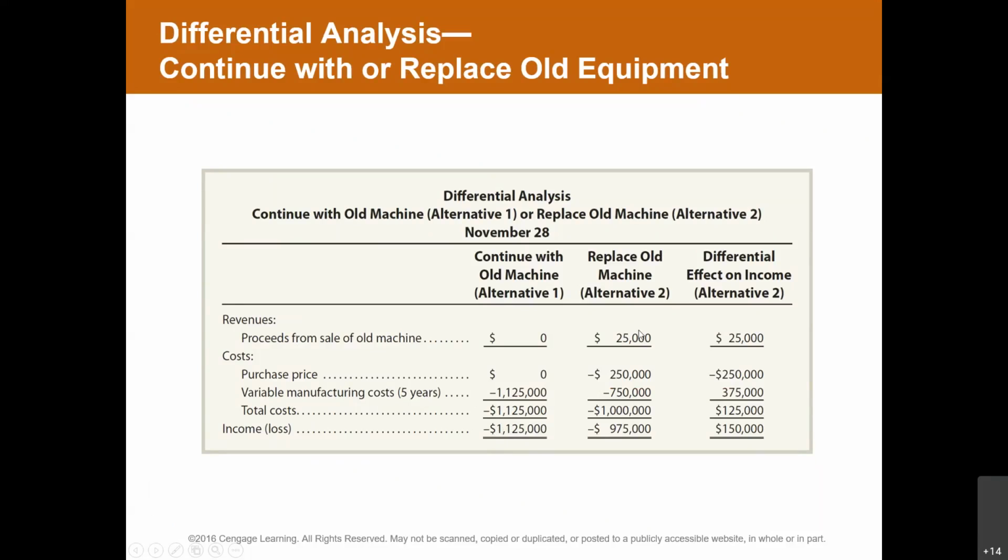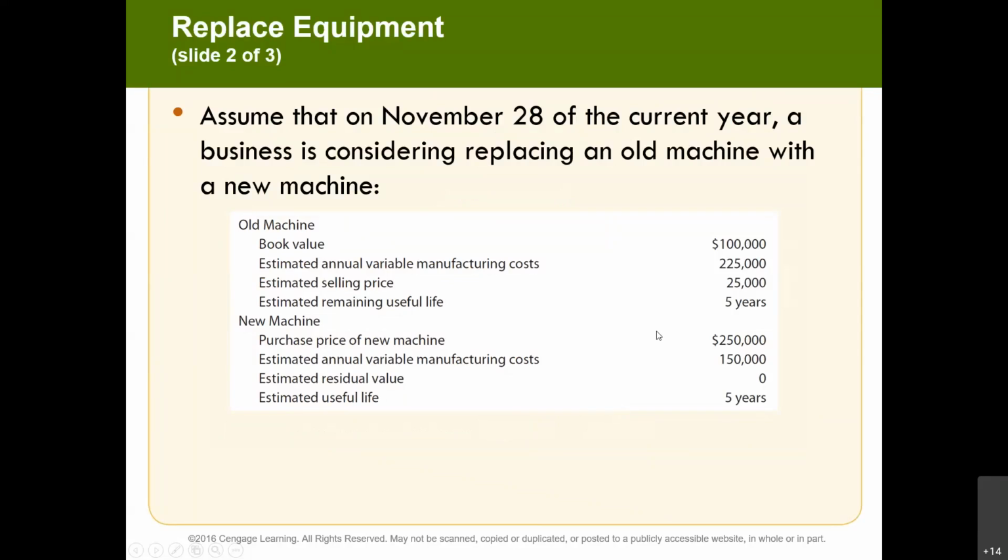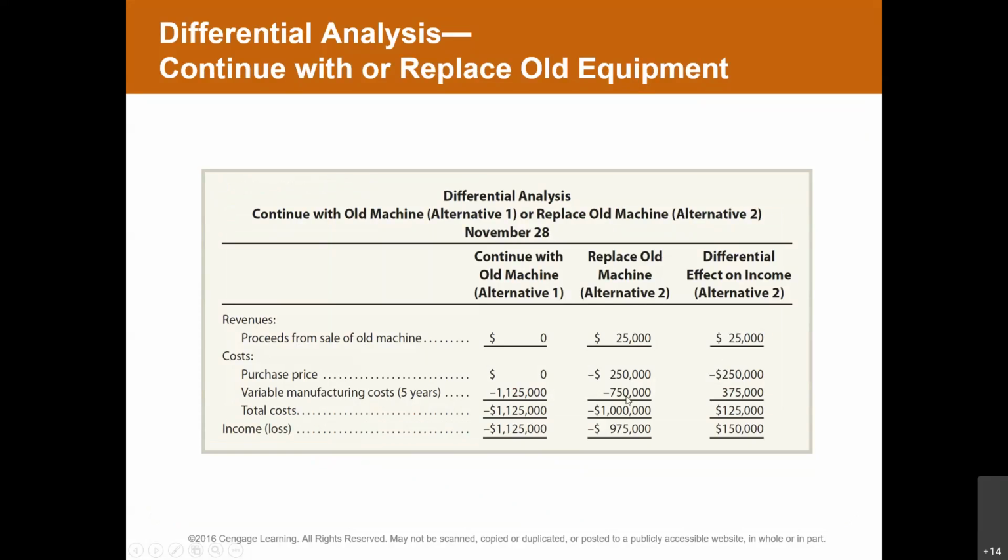If I replace it, I can sell the old one for $25,000. My purchase price will be $250,000. Variable manufacturing will be $750,000, because again you're looking at your $150,000 times 5, so $750,000, to get your total cost of $1 million. You take your revenue minus your total cost to get to $975,000. You'd be out. It's clear to me that I would want to replace that old machine based on this difference. What do you all think? Does that make sense?